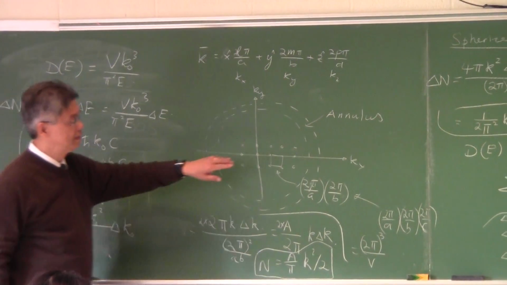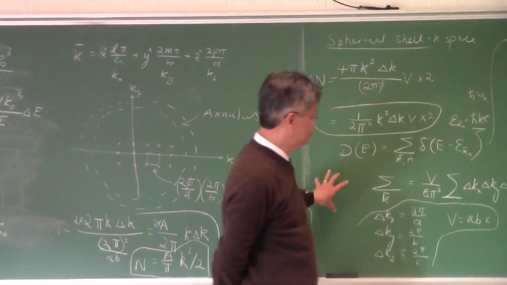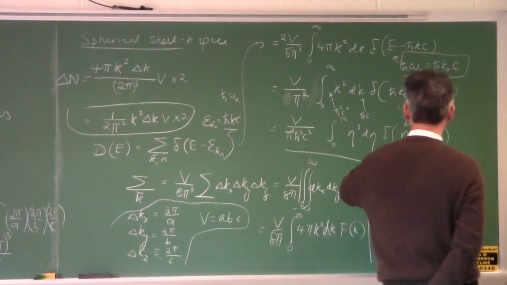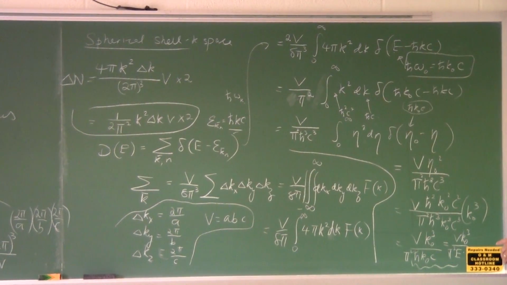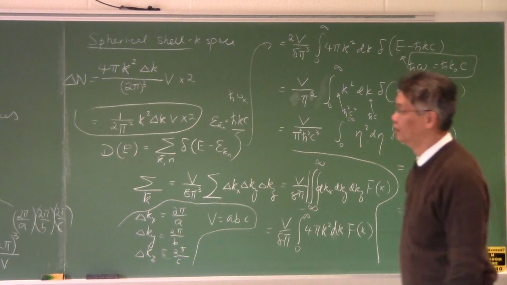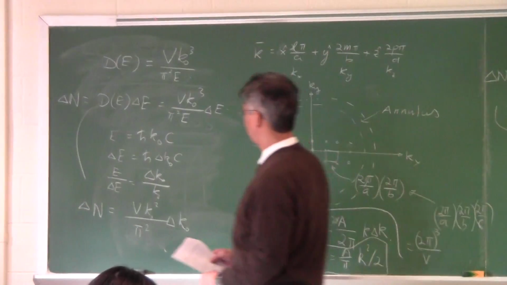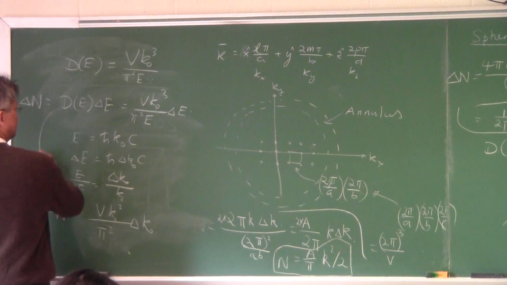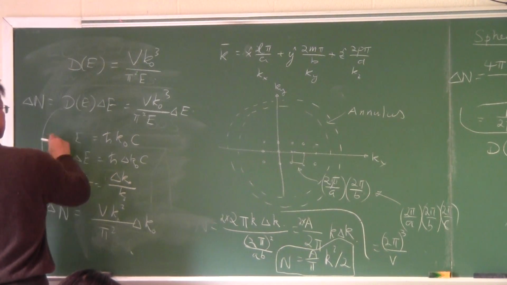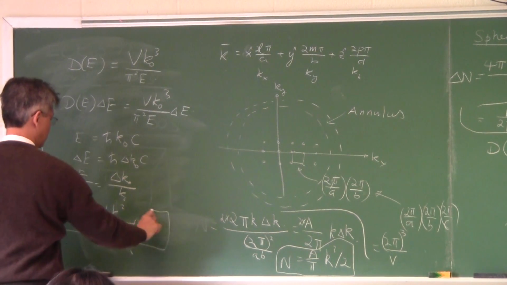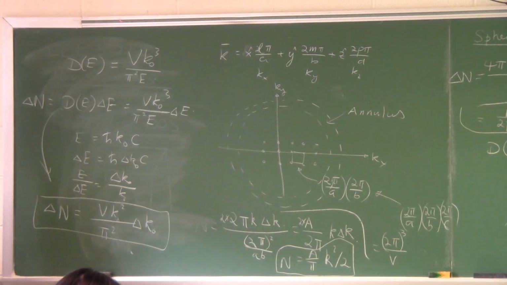Okay, this number was obtained using a different argument. This number was just obtained by rigorous summation and converting the summation into an integral, and then I get this to be my thing. Okay.